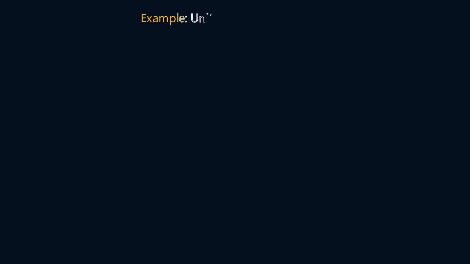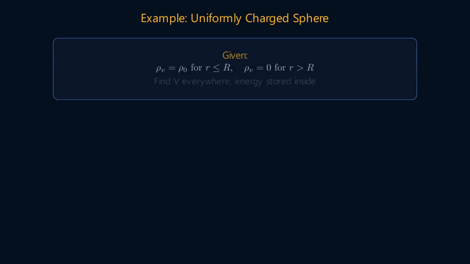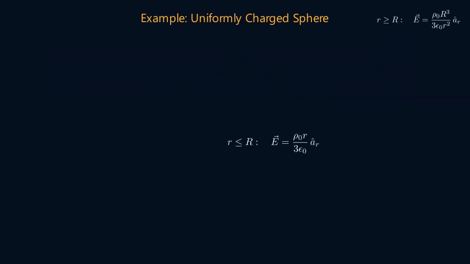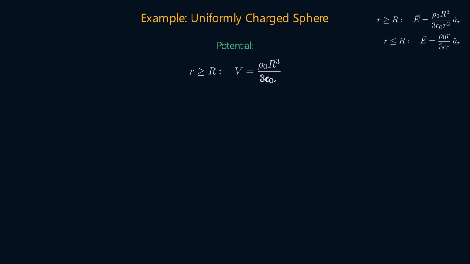Let us work example 4.15 from Sadiku. A sphere of radius a has uniform volume charge density rho_0. Find V everywhere and the energy stored inside. From Gauss's law, we already know E. Outside, r greater than or equal to a, E equals rho_0 a cubed divided by 3 epsilon 0 r squared in the a_r direction. Inside, r less than or equal to a, E equals rho_0 r divided by 3 epsilon 0 in the a_r direction.